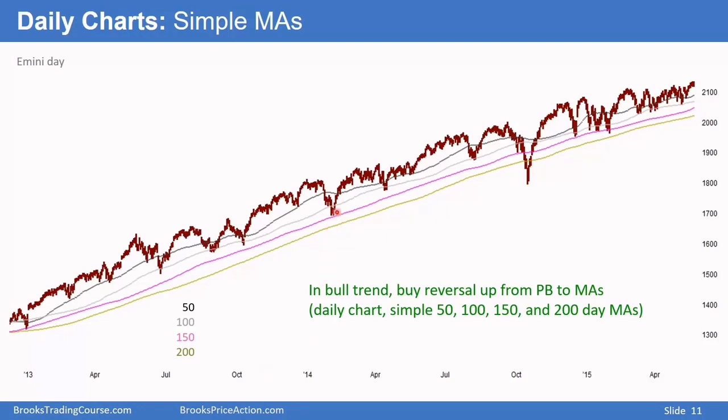averages. You can see it pull back to the pink line, the 150-day moving average, reversed up. Fell below the yellow line, the 200-day moving average, reversed up. And you can see a lot of the reversals are taking place at these lines. Pull back to the 50-day moving average, kept reversing up.